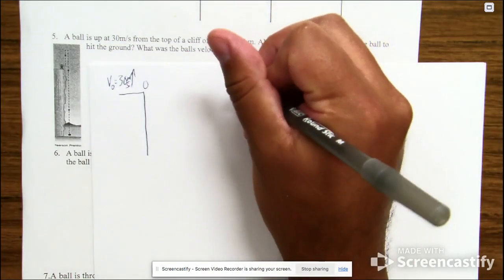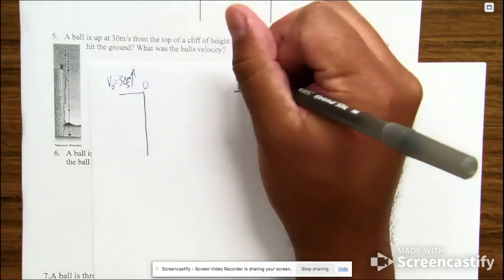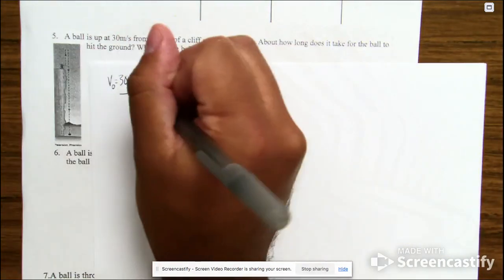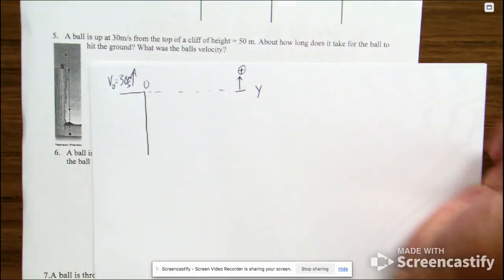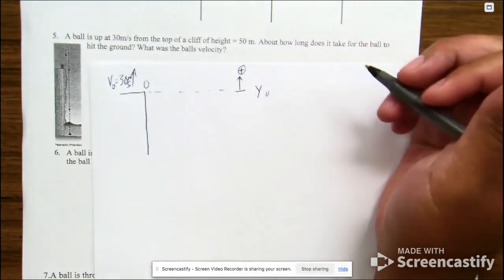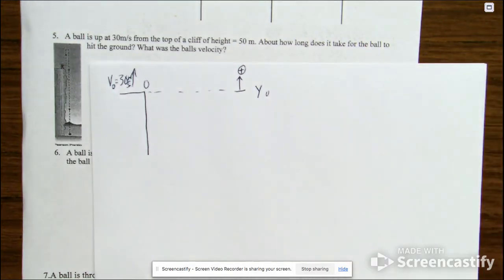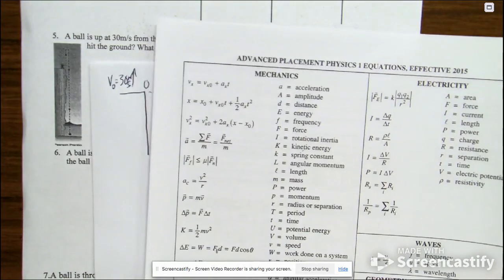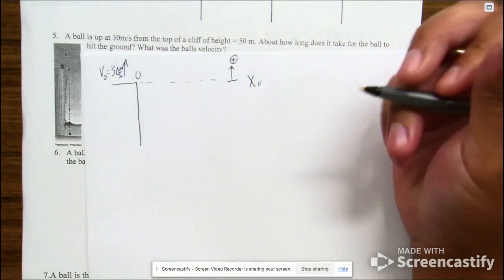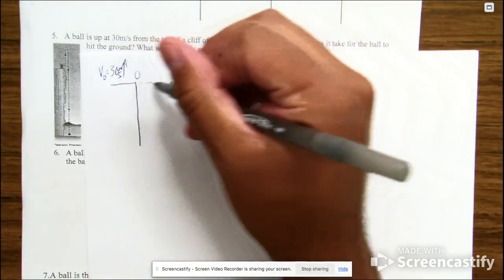Since I'm calling that positive 30, you have to set up a coordinate system. You have to let people know what you're going to be calling positive. I'll say this right here is my initial position. Normally, since it's moving up and down, we'd call that y0, right? But since I'm looking at my equation sheet, which has everything written in terms of x, I'm just going to call that my initial position in x. I hope you're okay with that. I'm going to call up positive, and right here is where I'm going to call 0.